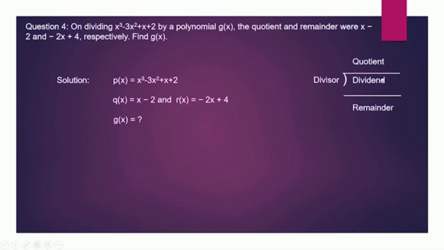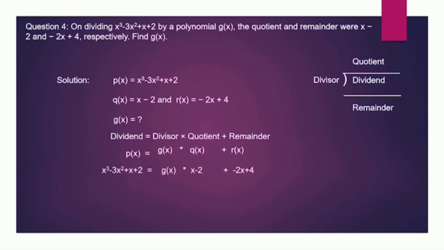Now here we have dividend, divisor, quotient and remainder. By the division algorithm, dividend equals divisor into quotient plus remainder. This is the general algorithm. So dividend is p of x and divisor is g of x, which we need to find, into q of x plus r of x. Now p of x, x cube minus 3x square plus x plus 2, is equal to g of x into x minus 2 plus r of x, which is minus 2x plus 4.